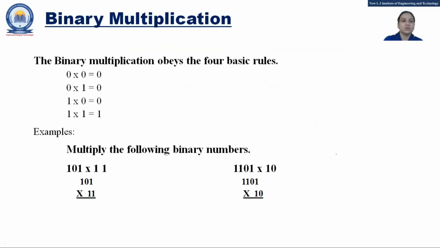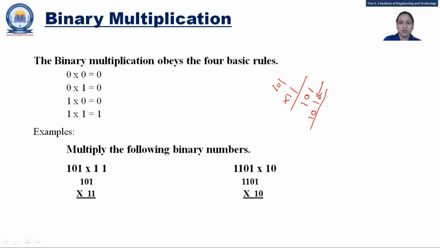Now, how is binary multiplication performed? We'll see binary multiplication. Here are the rules for binary multiplication. Let's take an example: 1 0 1 multiplied by 1 1. Here we multiply by this 1, so 1 0 1. Now the next 1, so 1 0 1 shifted.